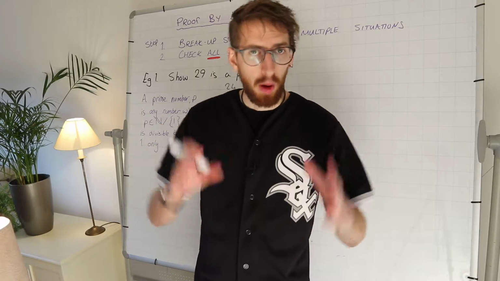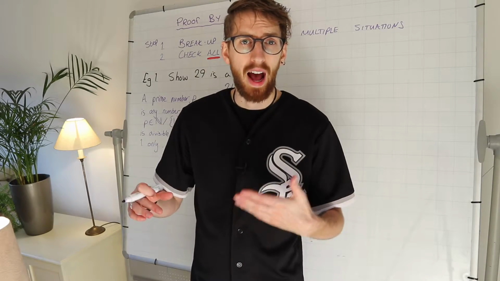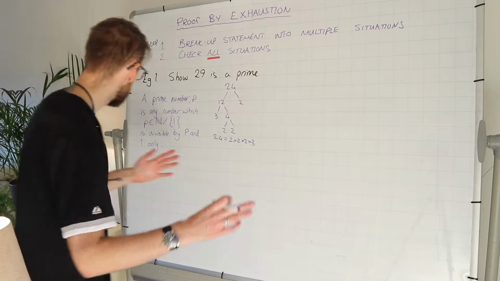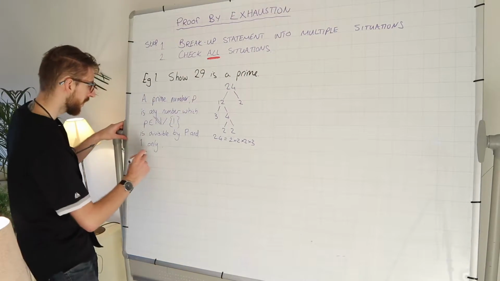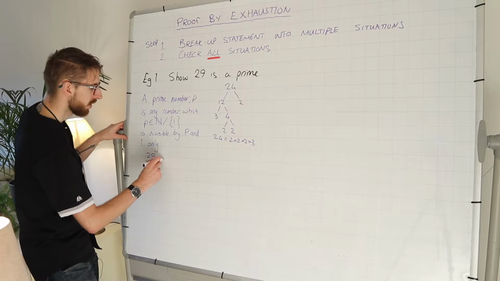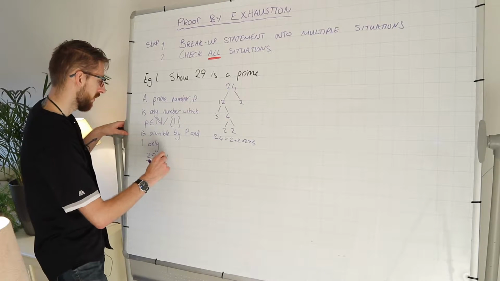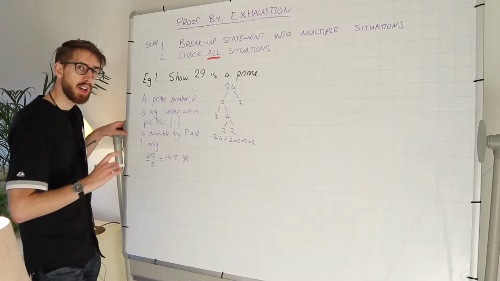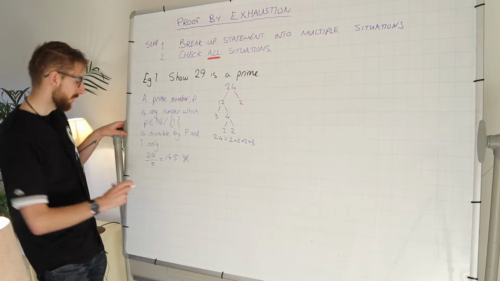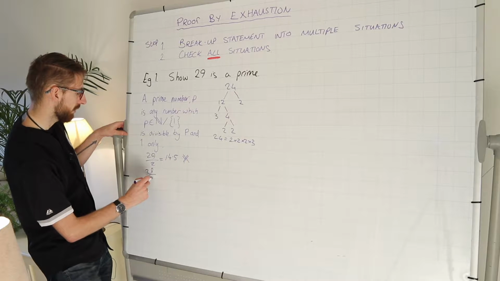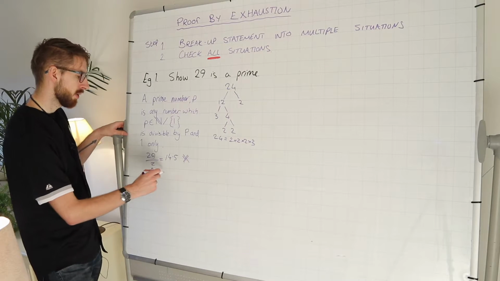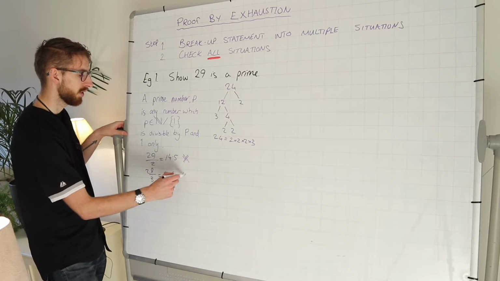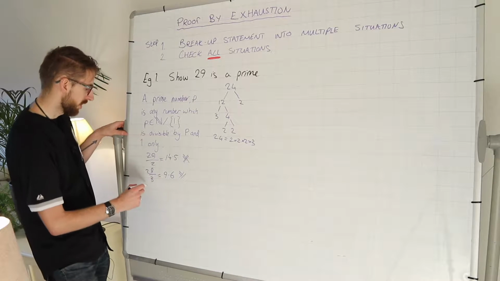Anyway, now we know what a prime is, we're going to divide by numbers less than 29, but prime numbers. So let's just get moving. 29 divided by 2 equals 14.5. That is not a whole number. 29 divided by 3 is 9.6. That's not a whole number.